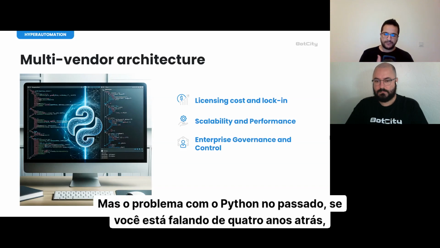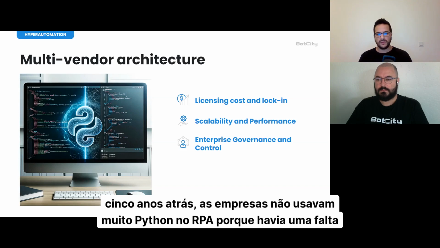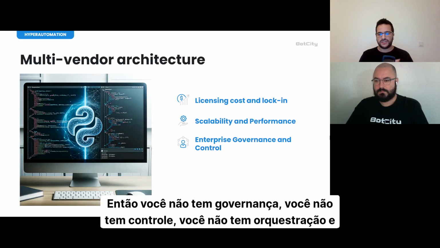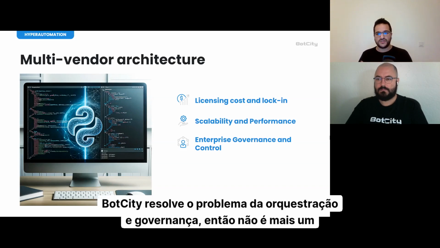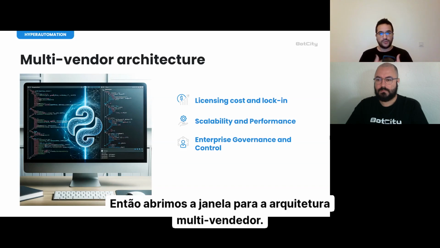But the problem with Python in the past, 4 or 5 years ago, is that companies were not using Python a lot in RPA because there was a lack of governance. So you don't have governance, you don't have control, you don't have orchestration, and we solved that. So BotCity solved the problem in orchestration and governance. So it's not a problem anymore. So we opened the window for this multi-vendor architecture.